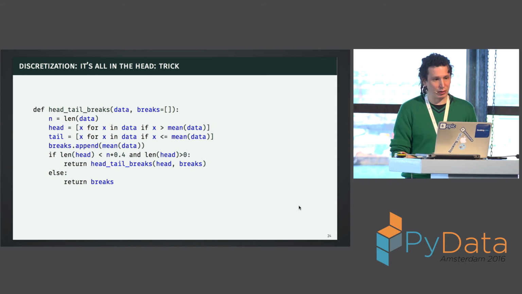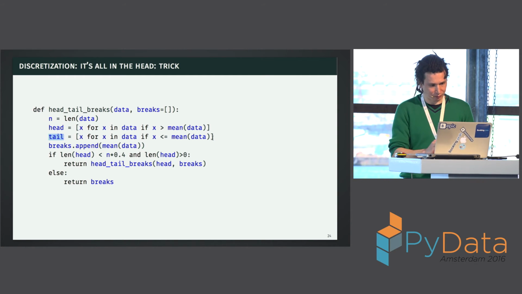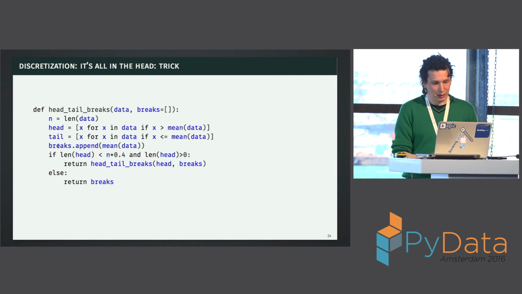The best way to explain this trick is with some code. So you have data, say a list of ages, and this is a list of breaks that we're going to return. n is just how many data points we have, and then we compute the head as all the values that are above the mean. Then we have the tail, which are all the values that are below or equal to the mean. And then we append the mean of the data to the breaks. I know I'm computing the mean many times, but I thought it was more readable like this.